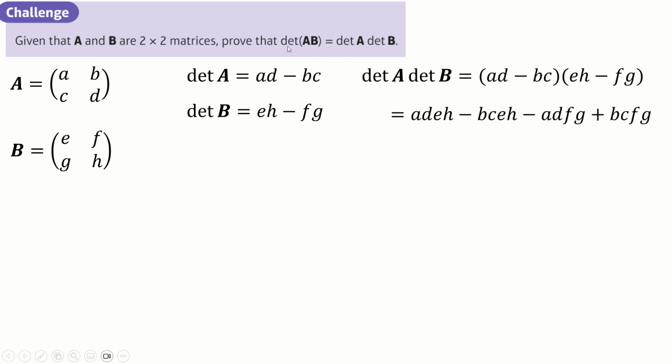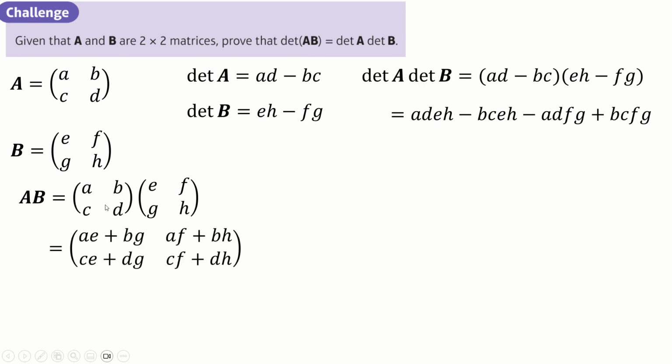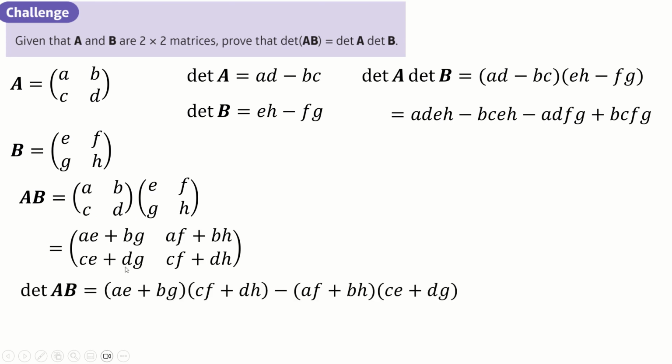Now let's think about det AB. So A times B is this times this, which is AE plus BG, and then the next one here will be AF plus BH, and then one down here, then this, and finally this, and you get the 4 things. Now, the determinant of this is this times this minus this times this. There's quite a lot of expanding to do here.